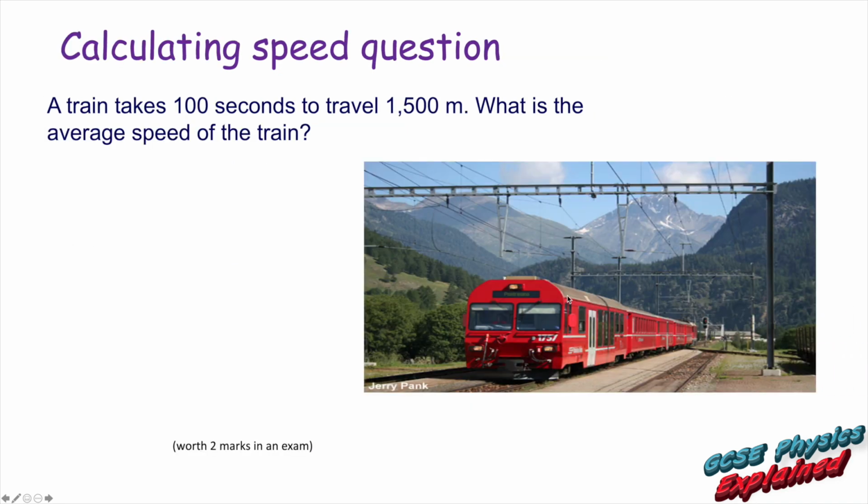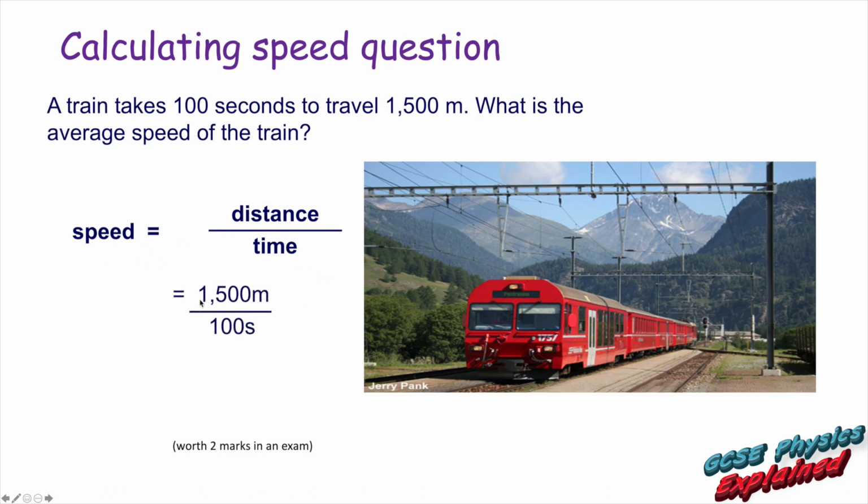Right, here's a quick question then. For 2 marks in an exam, a typical question: a train takes 100 seconds to travel 1,500 meters. What is the average speed of the train? So do speed equals distance over time. Bang the numbers in. Make sure you haven't got pork sausages for fingers when you're hitting the keys. And that should come out as 15 meters per second.